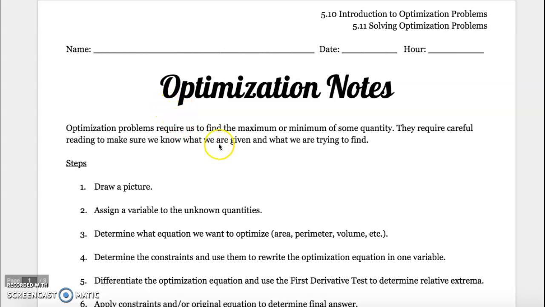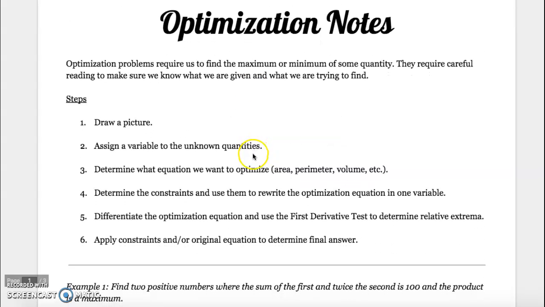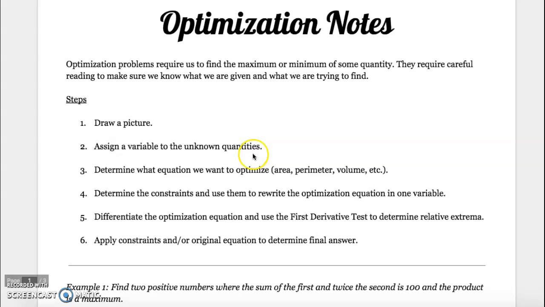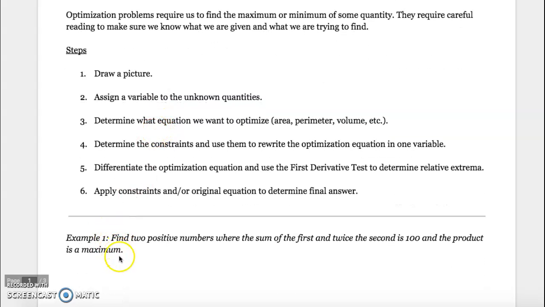Optimization problems require us to find the maximum or minimum of a quantity. They are not necessarily the same as far as what information you're presented with, so they do require some careful reading to identify what we are given and what we're trying to find. I have come up with some very general guidelines, steps you want to take when solving optimization problems. These steps are: draw a picture if possible. For example, in our first problem that we do together, a picture won't actually be necessary, but I usually like to draw one because it helps me assign variables to my unknown quantities. Those two go hand in hand.